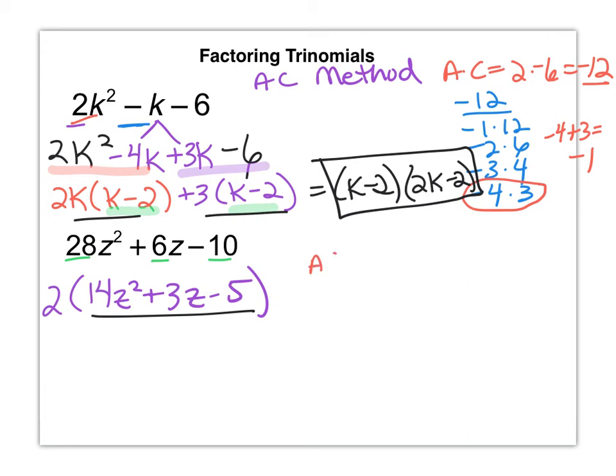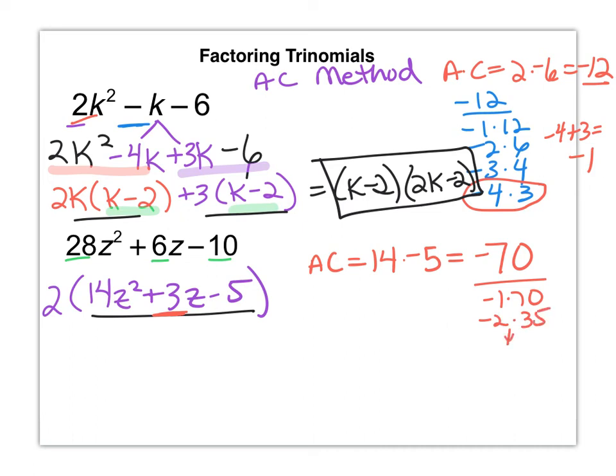AC in this case, where A is 14 and C is negative 5, ends up giving us a quantity of negative 70. Now I need to list all the pairs of factors of negative 70 that will add up to a positive 3. There's quite a few pairs of factors there. By trial and error, you can find the first pair of factors is negative 1 times 70. That's definitely not going to add up to 3. You can do negative 2 times 35, and so on.